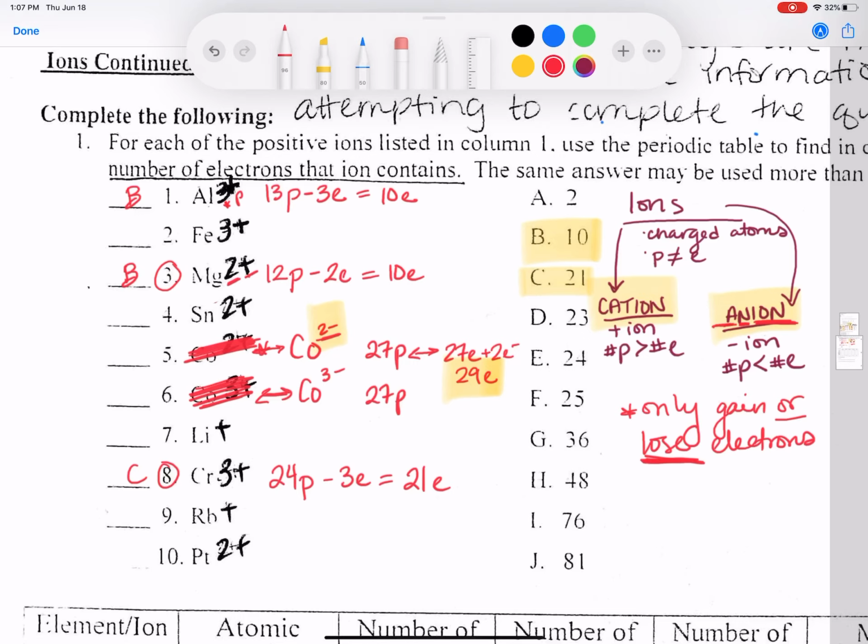Let me go through the next one, cobalt 3 minus. Cobalt always has 27 protons. That's the Z number. When cobalt is not an ion, it's not charged, so if it has 27 protons, it must have 27 electrons. If I'm cobalt 3 minus, I'm showing off 3 more electrons, so I no longer have 27 electrons. I have to take into account that I've gained 3 more electrons. So 27 plus 3 is 30 electrons. Again, this may not fit with the multiple choice, and it doesn't, because these are questions that I made up.